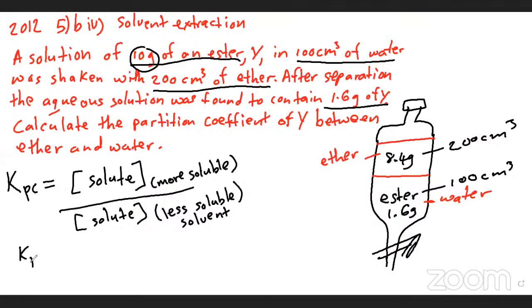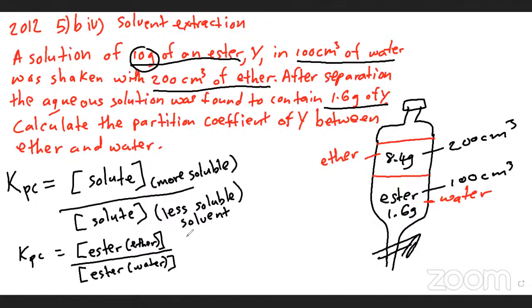Right, so the formula would have been the concentration of your ester in the ether divided by the concentration of the ester in water. All right. So let's work out the concentration of the ester in the ether first.